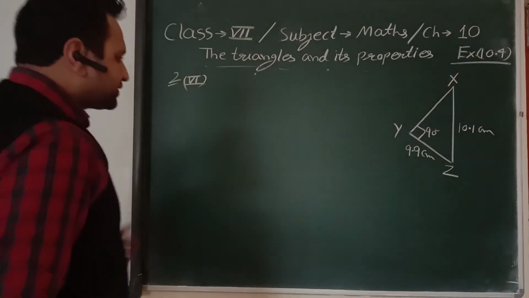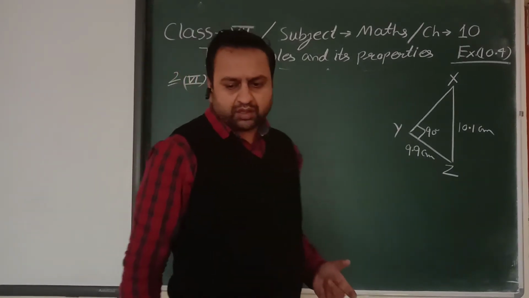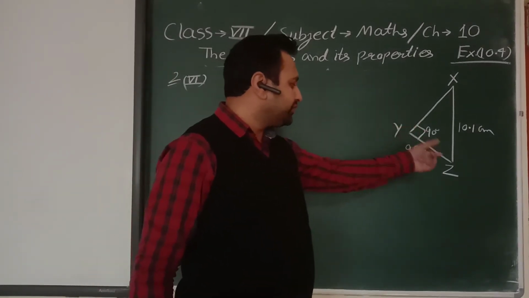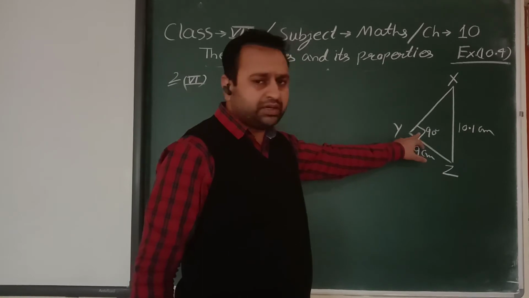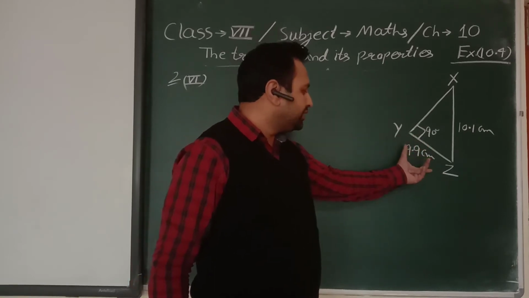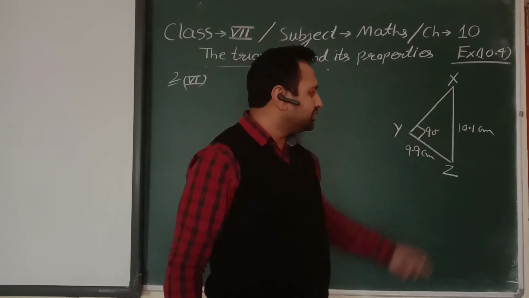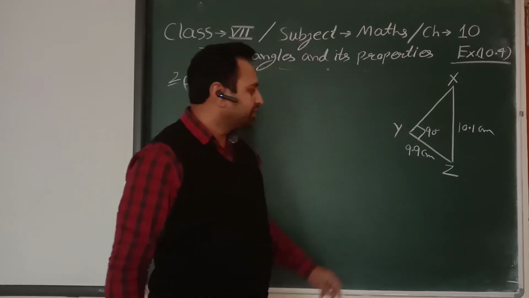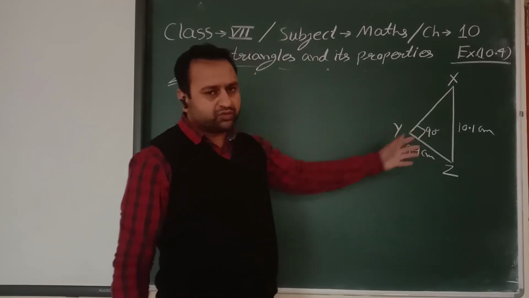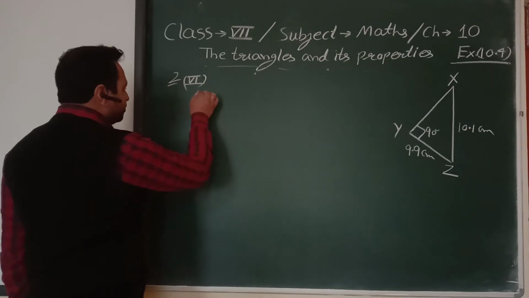Okay friends, now we discuss the sixth part. In the sixth part, a triangle XYZ is given in which angle Y is 90 degrees and the value of YZ is 9.9 centimeter, XZ is 10.1 centimeter. It is a right angle triangle, so we can use the Pythagoras theorem again.